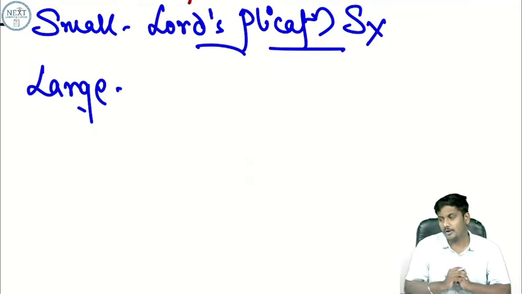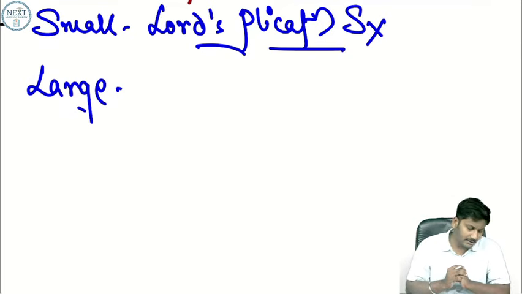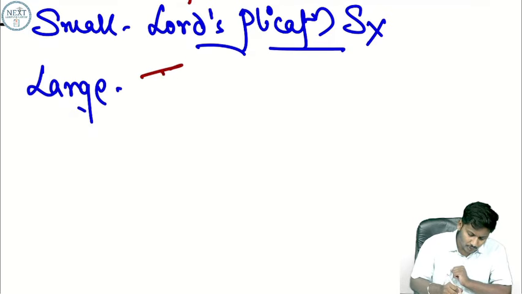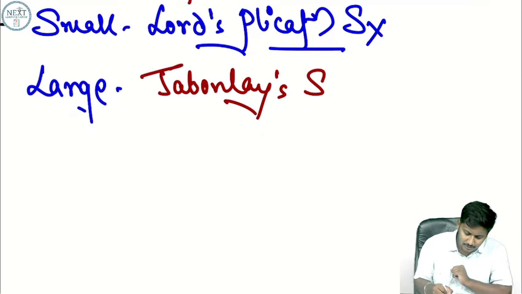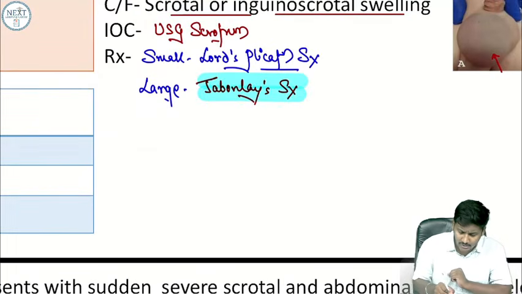Let me know in the chat box. The large hydrocele, where I do an eversion of the sac and then suture the sac completely, is classically known as which procedure? I hope all of you are pointing it out. This was a PYQ. It is known as the Jaboulay's surgery or the Jaboulay's procedure, beta. It is classically known as the Jaboulay's surgery or the Jaboulay's procedure.